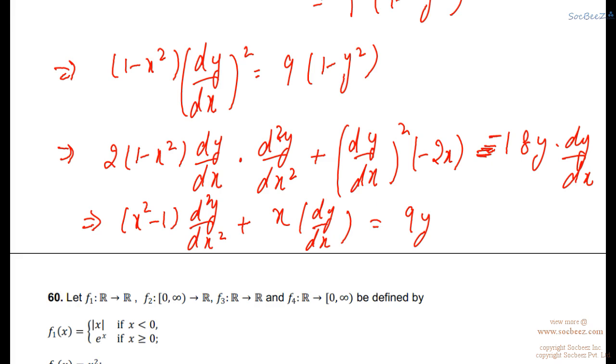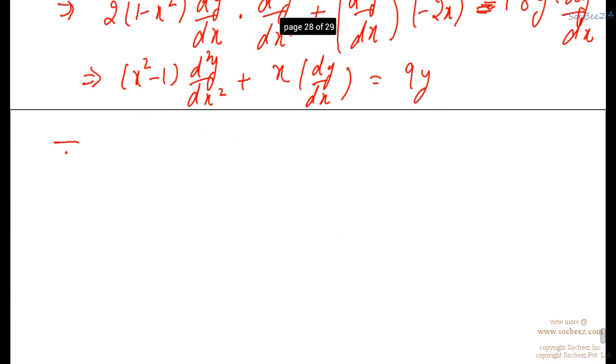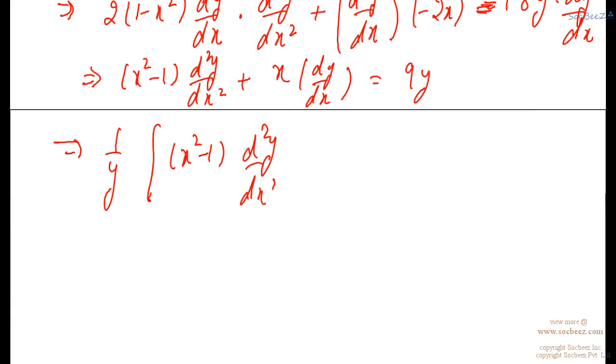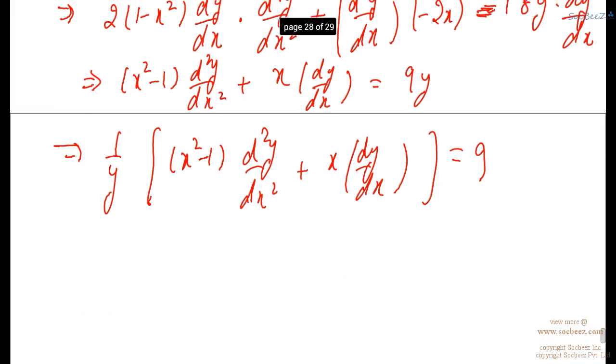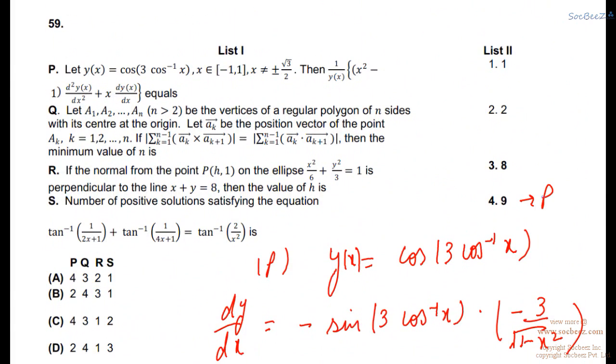Now if we divide the whole expression by y, we get 1 upon y into ((x square minus 1) d2y by dx square plus x into dy by dx) equals 9. So the correct option is 4 corresponds to P.